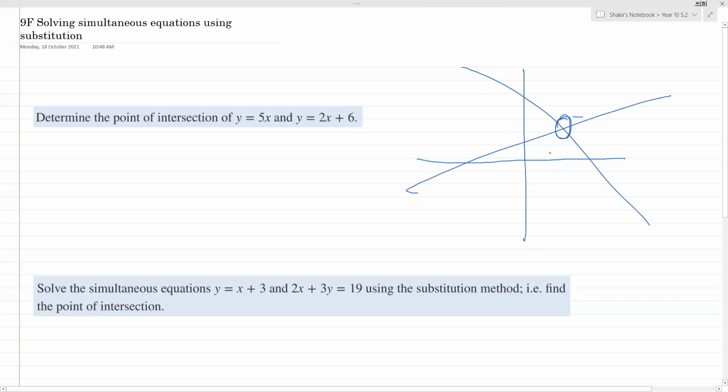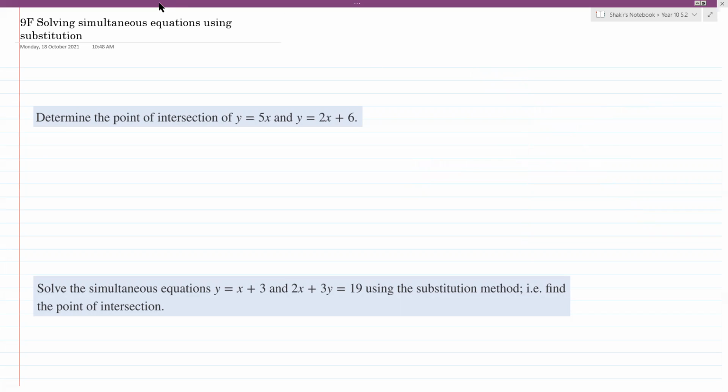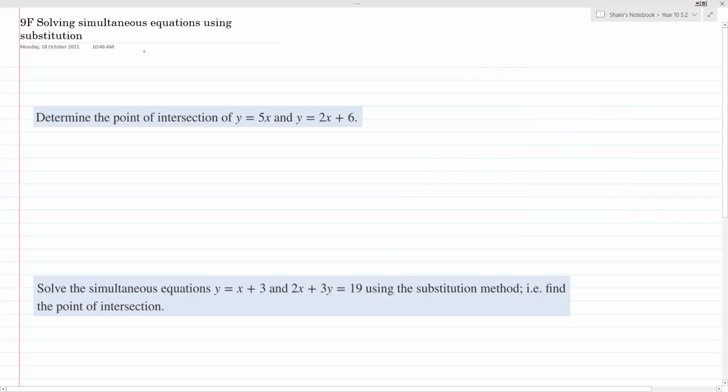So let's get started. Now, there's two methods of solving simultaneous equations. We are going to be doing the substitution method today, and we'll do the next one next lesson, hopefully. Anyway, let's get started. So it says determine the point of intersection of y equals 5x and y equals 2x plus 6. And we are not going to be graphing anything. We are going to be doing it purely using algebra.